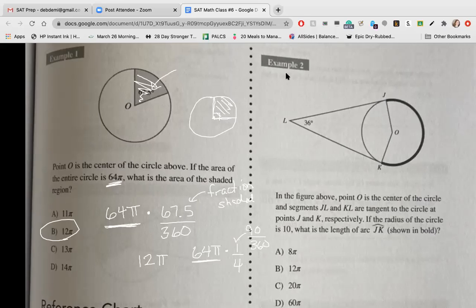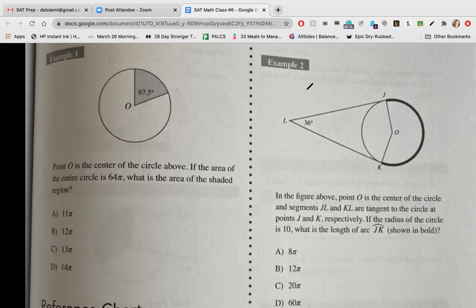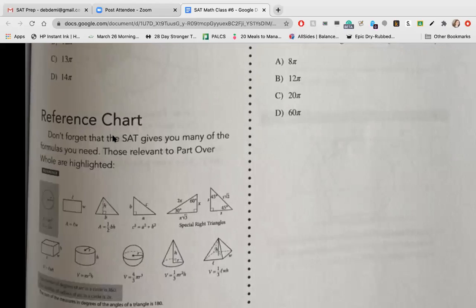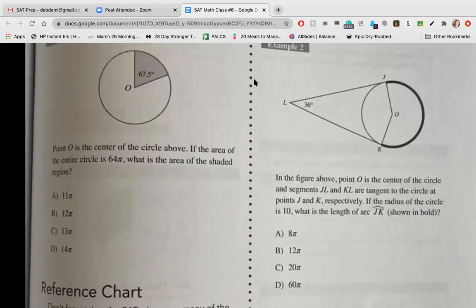All right. Moving onward. Let's see. Okay, they give this reference chart again. We don't need to worry about that. We know where that's at. Okay, here it gets even more complicated. I think there's only 2 examples of these parts over whole.